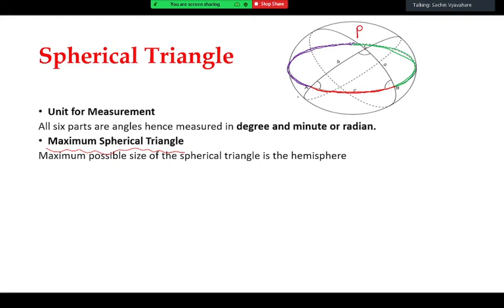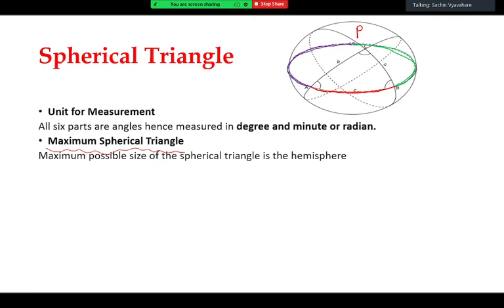So this PAB is also a spherical triangle. Even though it does not look like a triangle, it looks like a hemisphere, but it is one of the spherical triangles. So that is the maximum spherical triangle that is possible on the surface of a sphere. On the surface of a sphere, the maximum spherical triangle is a hemisphere only.